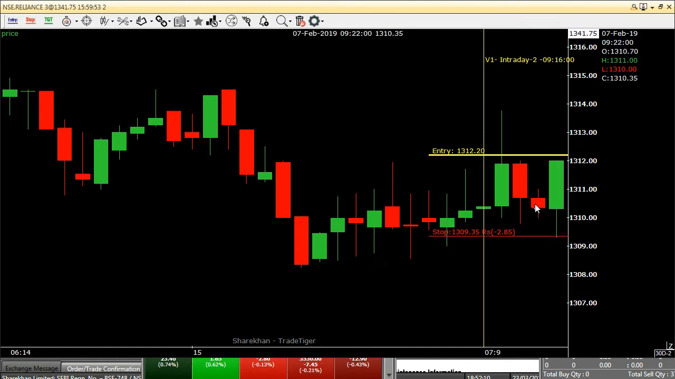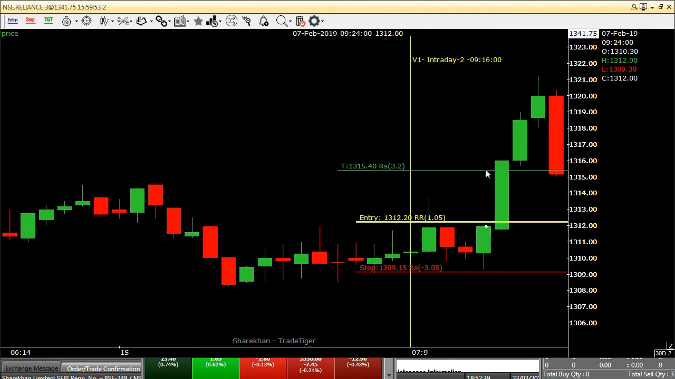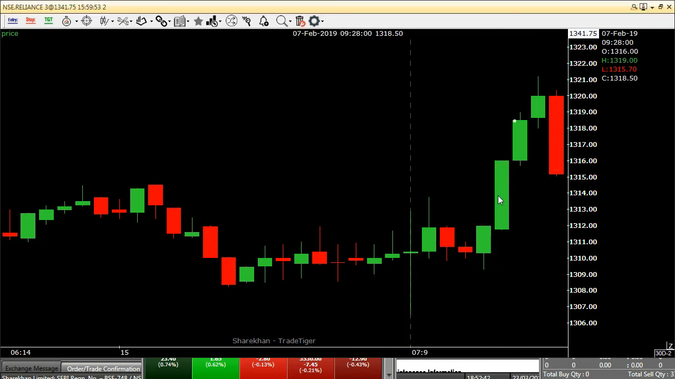The low of this candle is 1309.30, so minus 50 paise and add your stop loss at this level. The difference between the buy entry level and stop loss is nearly 3 points. So our target should be nearly 3.05. In the next candle itself our target was hit. Hope you are clear with this. We can move to the next thing.